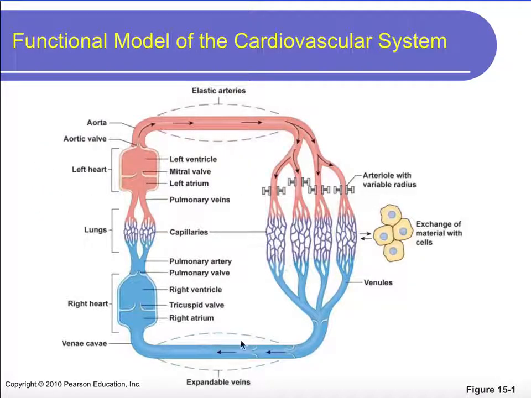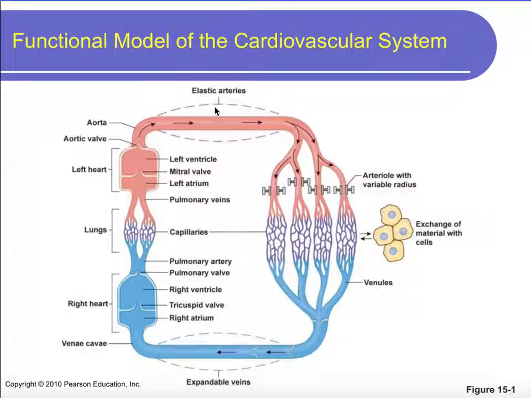So here is a way to look at our cardiovascular system. Here we're going to start from venous return. We have our vena cava bringing deoxygenated blood into our right atrium. Blood will then travel through the tricuspid valve into the right ventricle. It will then leave the pulmonary valve into the pulmonary artery to the lungs, where the blood is going to be reoxygenated. The oxygen-rich blood will return to the left side of the heart through the pulmonary veins into the left atrium, through the mitral valve or bicuspid valve to the left ventricle, out the aortic valve into the aorta.